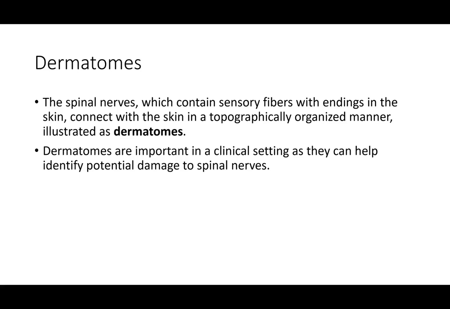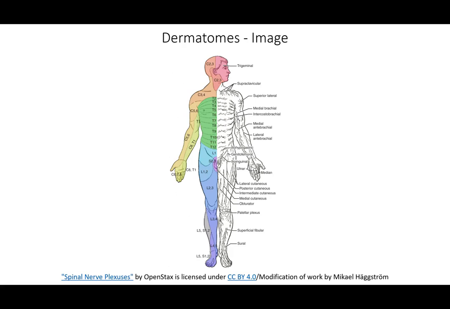So these are really important in clinical settings, so in a hospital or some sort of healthcare setting, because they can help us identify potential damage to various spinal nerves by knowing where these different spinal nerves are connecting into the skin. So this is a dermatome image. So this is our map.